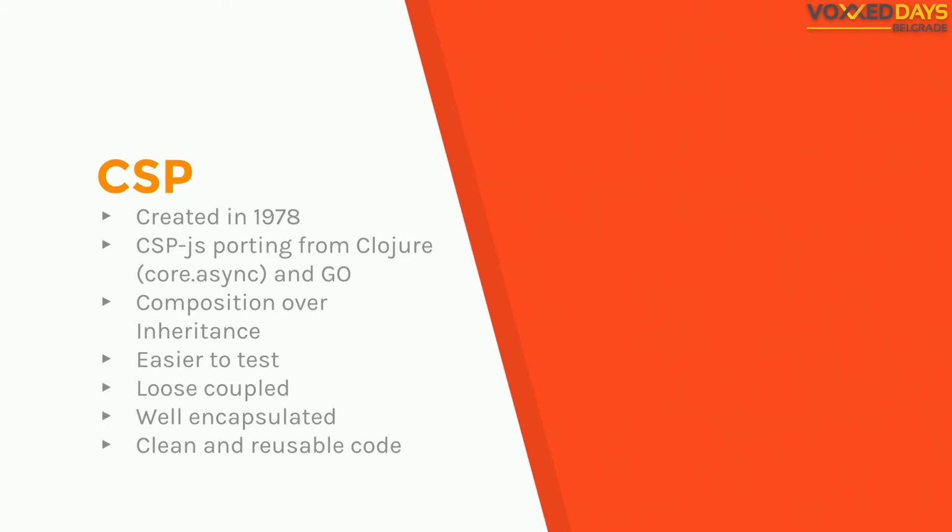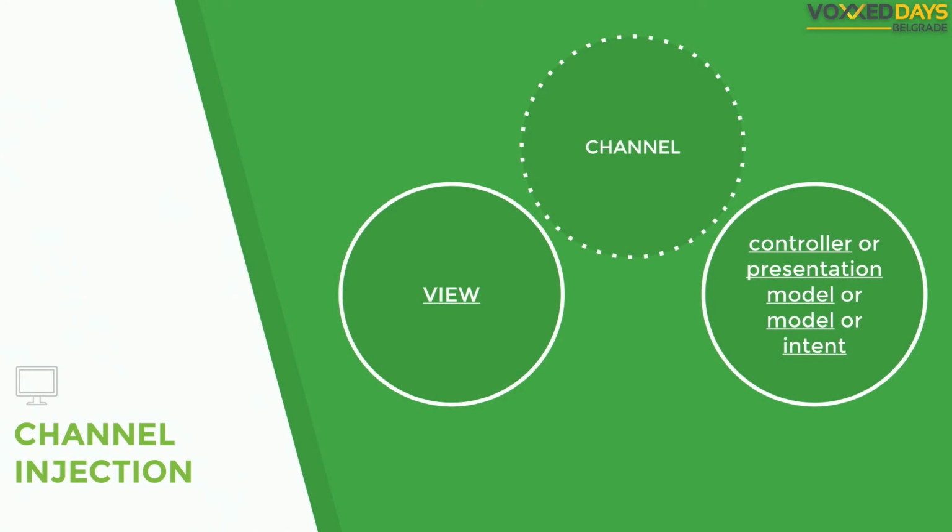There are currently several libraries in the JavaScript world. My favorite one is CSP.js, which is a port of Clojure, in particular of the core.async library of Clojure, and of Go, in particular for the goroutines. It leverages the concept of composition over inheritance, so it's nice to test. And it's completely loosely coupled. It allows you to well encapsulate your objects and create clean and reusable code. CSP, as I said, means communicating sequential processes, but it's quite a misleading name because it's not only sequential processes, but also parallel processes, as we can see in a moment.